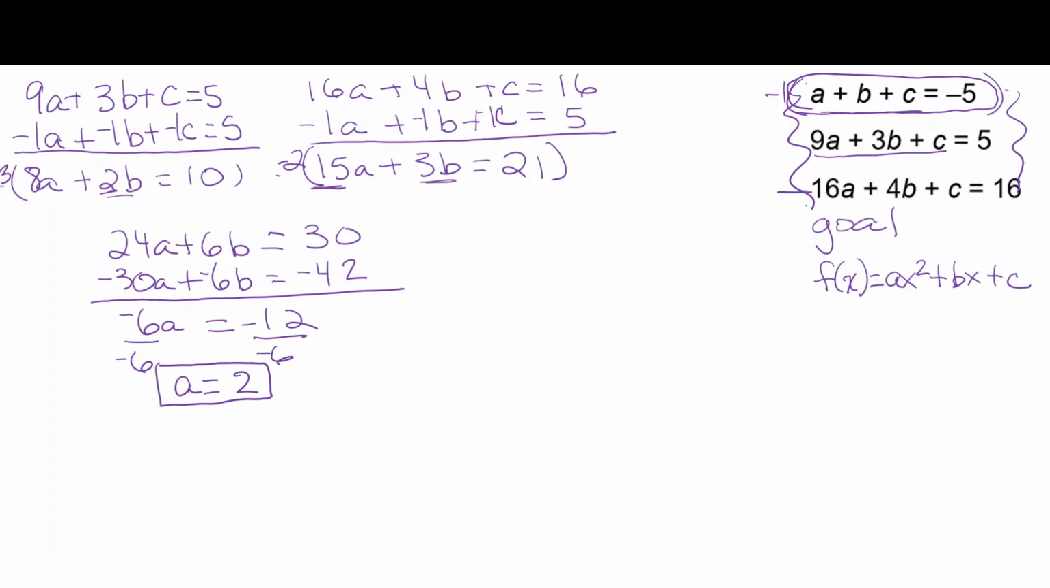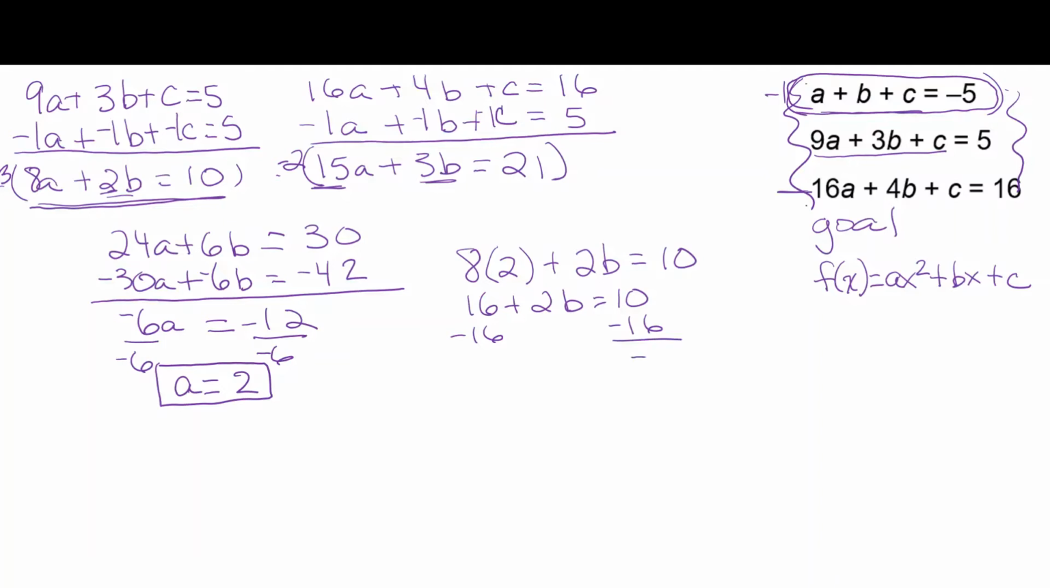Now let's put it back into one of these 2 equations, and I think this equation looks a little easier. So I'm going to say 8 times a, which is 2. So I'm going to change that a to 2. 8 times 2 plus 2 times b equals 10. All right, so 16 plus 2b equals 10. Subtract 16 from both sides. That leaves me with negative 6 equals 2b. Divide both sides by 2. So I see that b equals negative 3.